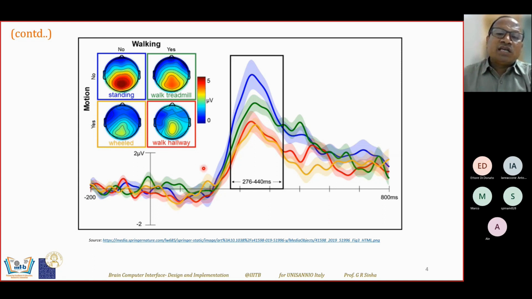So what I mean to say is that there are different activities, different types of tasks related to motor tasks. Mainly here, all the tasks are motor tasks because you are walking, you are moving. So it's all motor tasks using your legs. And therefore, look at here, in a particular time interval only, the potential is being generated.